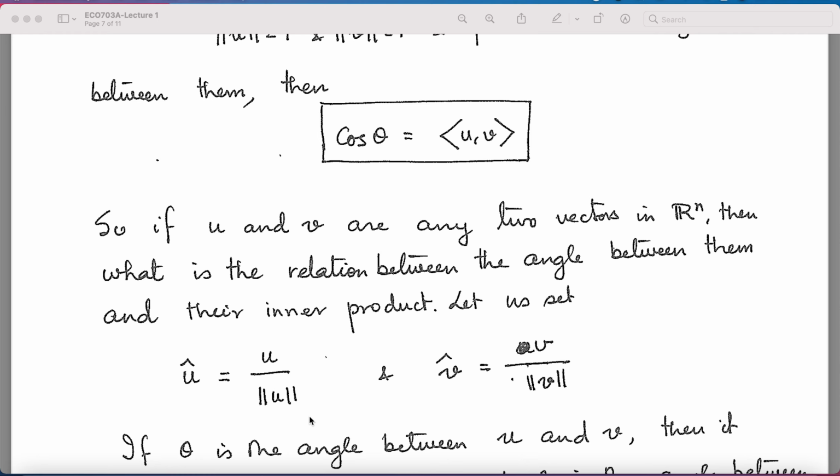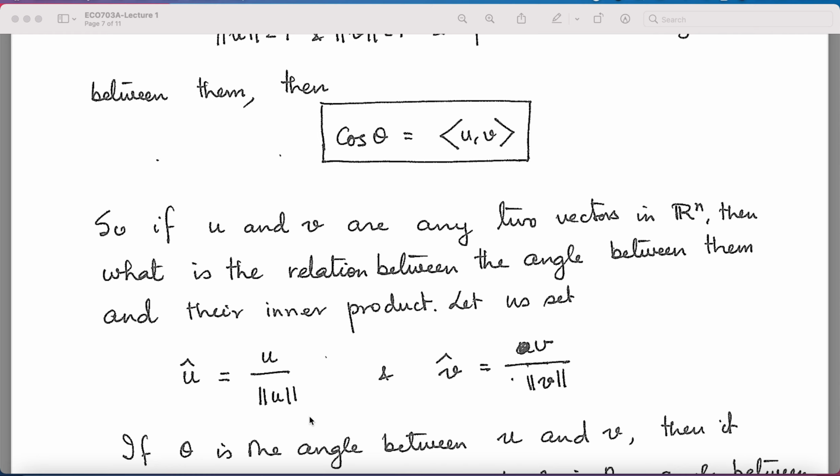So, if u and v are two non-zero vectors, then we can always get out of those two non-zero vectors two unit vectors. One is u hat, which is u by norm u, and one is v hat, which is v by norm v, because norm u and norm v are non-zero, because they are non-zero vectors. So, 1 by norm u is a scalar that you multiply with u, and 1 by norm v is a scalar that you multiply with the vector v.